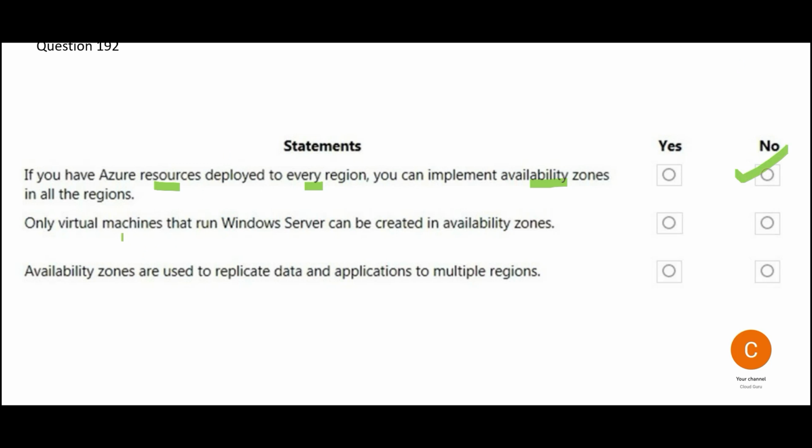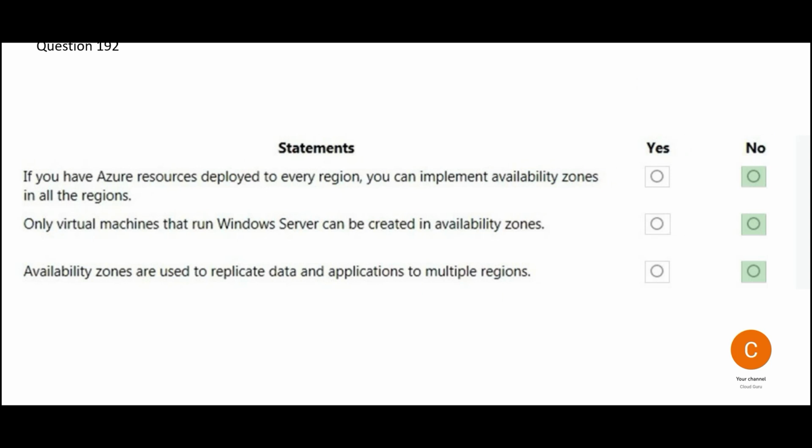The second one says you can create VMs in AZs only if you are using Windows Server. No, that is wrong. You can use Linux, Ubuntu and other operating systems as well. The third one says availability zones are used to replicate data and applications to multiple regions. No, an AZ itself is not used for replication. It is not a service used for replication of data. So this is no, and this would be my final answer.